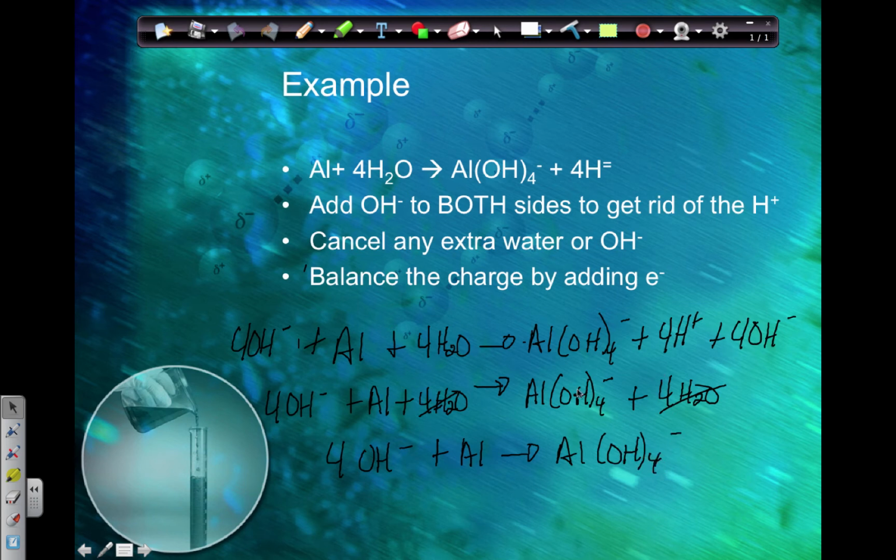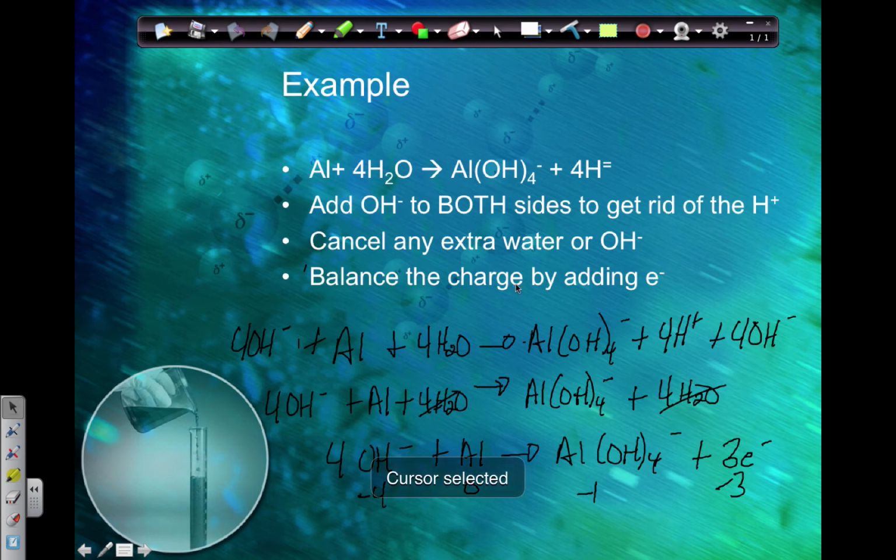All right, so now I'm going to balance my charge by adding electrons. So I've got 4 times -1, so that's -4 here, 0 here, and then a -1 here. So I need to make this side more negative by adding electrons. So I need another -3, so 3 electrons here. All right, so now I've got my charges balanced. I've got rid of my water, so now I can go to the next step and look at combining them.